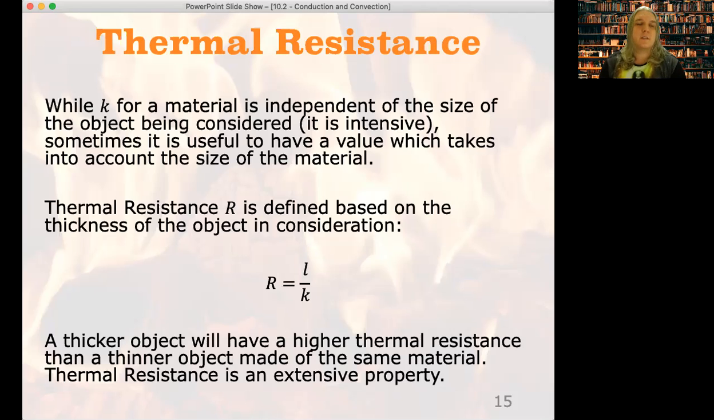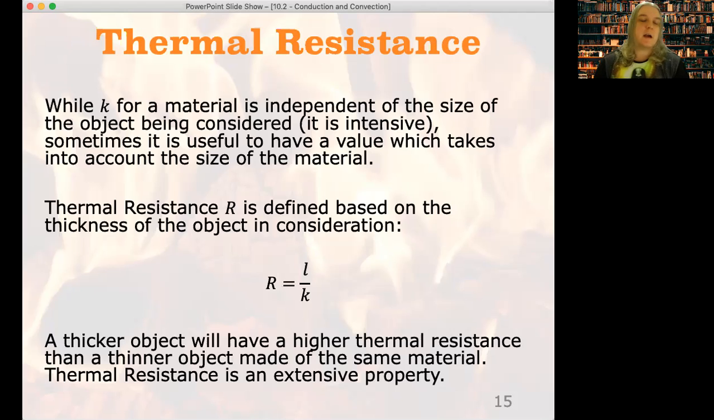So that is intensive, but sometimes it can be useful to have a value for an object which takes into account the size of the object. So you might have a specific insulation covering for some object, and you want to know about that rather than having to calculate based on the thickness of it. You want to be able to know the thermal conductivity of it for the object overall as a whole. And for that purpose, we use thermal resistance, and it's just based on the length, the thickness of the object, so how far that heat would have to flow, and the thermal conductivity of that material K.